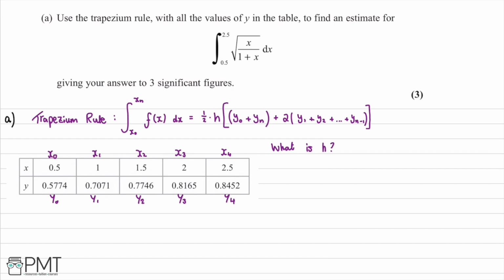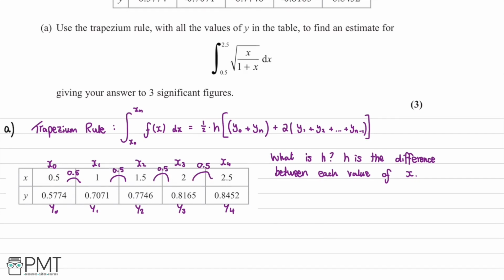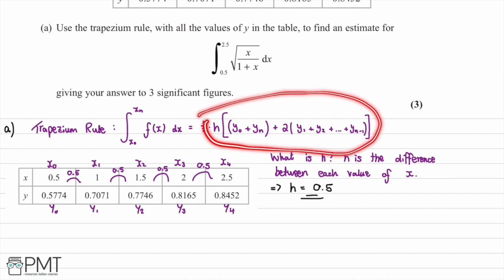So now we're going to say what is h. We know that h is going to be the difference between each x. So we'll just write that down. h is the difference between each x. So in our case, we go from 0.5 to 1 to 1.5, 1.5 to 2, and 2 to 2.5. So we can see here that this is going to be 0.5, and then here, 0.5. So therefore, we can say our value of h is going to equal a half, so it's going to equal 0.5. So now we have all the information we need to substitute our values into this formula here to work out our integral.